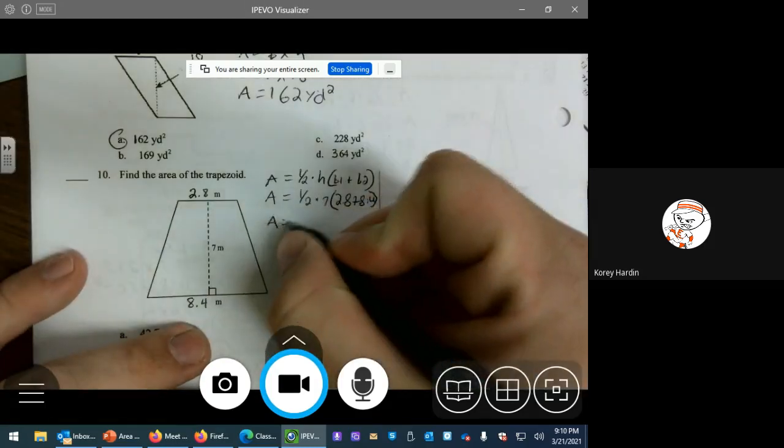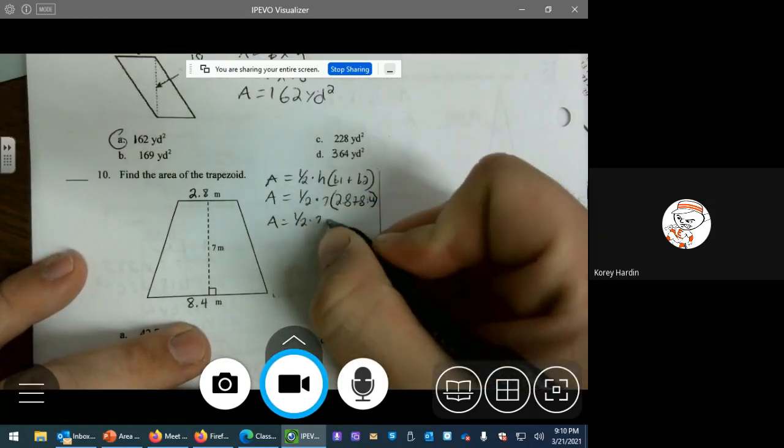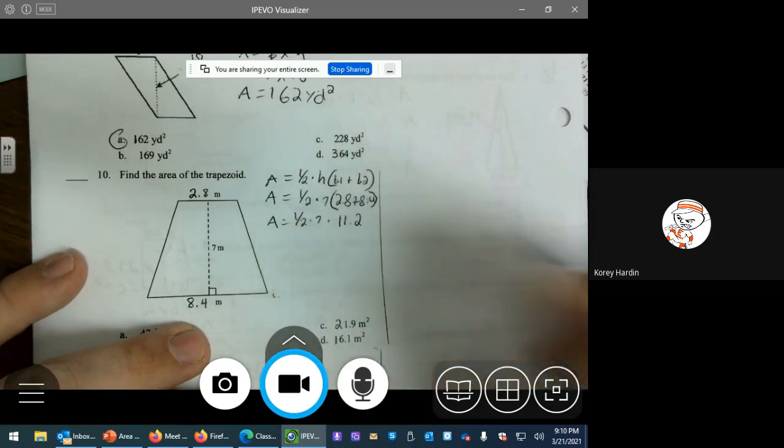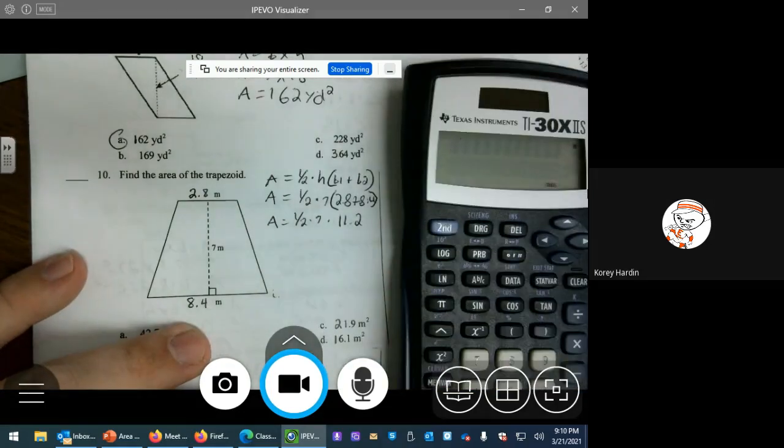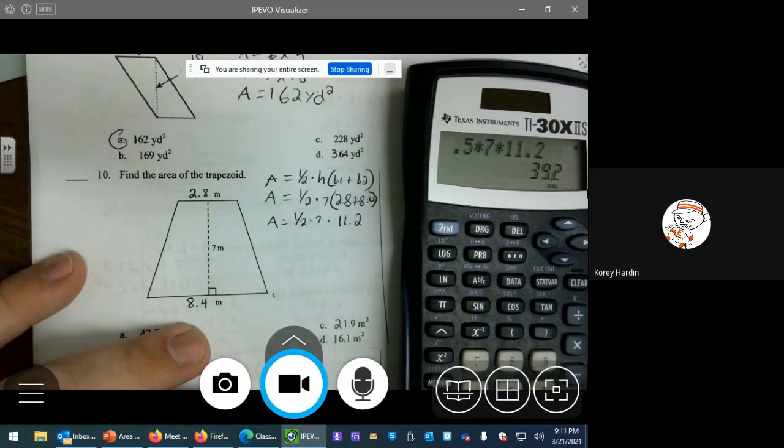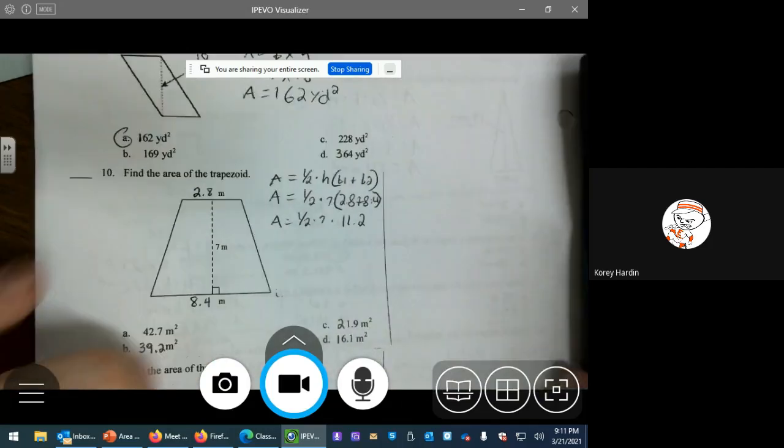So I've got area equals 1/2 times 7 times 11.2. So I can work that out. 0.5 times 7 times 11.2. And that gives me 39.2.